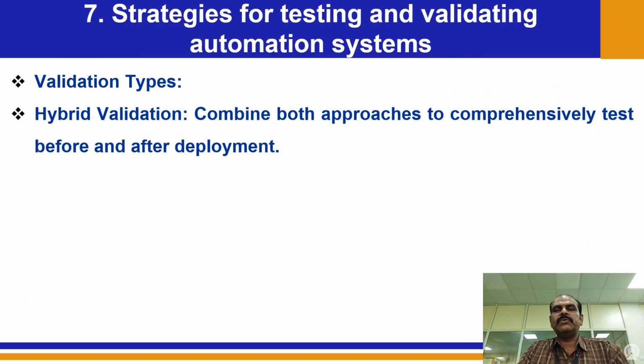Now, types of validation. First was methods of validation, and now types of validation. The first type is hybrid validation. It combines both approaches to comprehensively test before and after deployment. Before implementation of this automation strategy, what were the results? Say X. After implementing, it will be Y. Now compare Y and X. So this is the hybrid case.